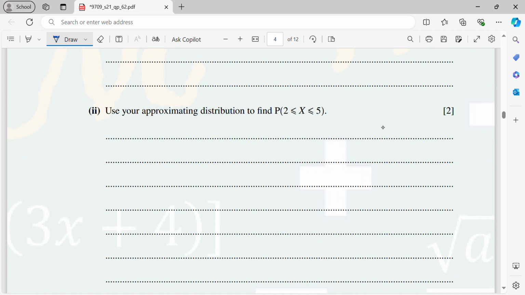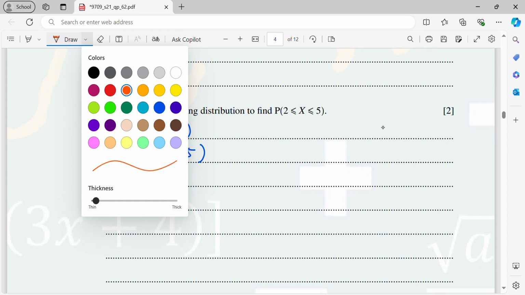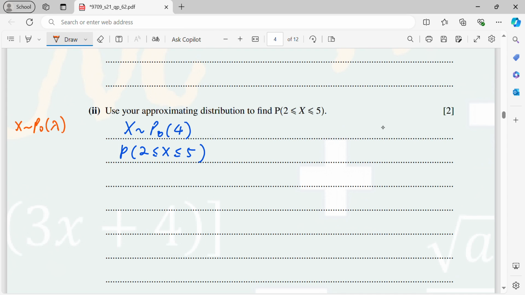Now part 2, use your approximating distribution to calculate this probability. So now I know that my x is Poisson distributed with mean 4, and now you need to calculate the probability that x lies between 2 and 5. So just use the formula. X is Poisson distributed with lambda or mu, right? So the probability will be e to the minus lambda, lambda to the x over x factorial, or probably you can just write e to the minus mu. It's just different notation. So this is going to be P(x equals 2) plus P(x equals 3) until 5.